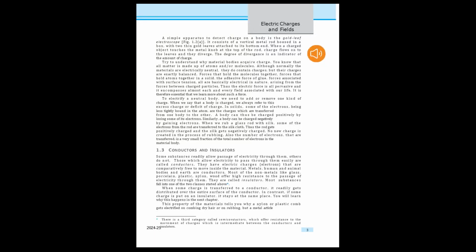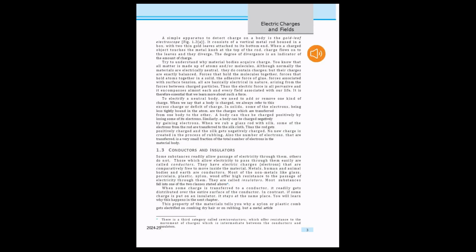Try to understand why material bodies acquire charge. You know that all matter is made up of atoms and molecules. Although normally the materials are electrically neutral, they do contain charges, but their charges are exactly balanced. Forces that hold the molecules together, forces that hold atoms together in a solid, the adhesive force of glue, forces associated with surface tension, all are basically electrical in nature, arising from the forces between charged particles.